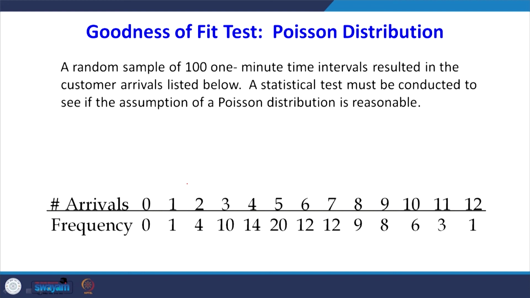So what is given? The number of arrivals and the frequency are given. For 0 arrivals, the frequency is 0; 1 arrival, the frequency is 1; 2 arrivals, the frequency is 4; 3 arrivals, the frequency is 10; like that up to 12 arrivals is given.